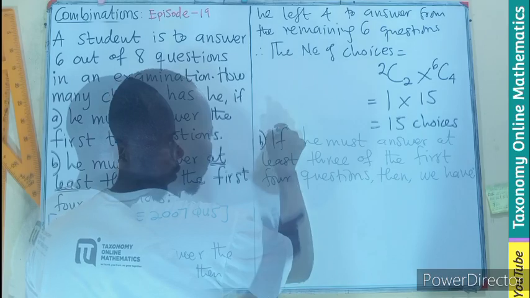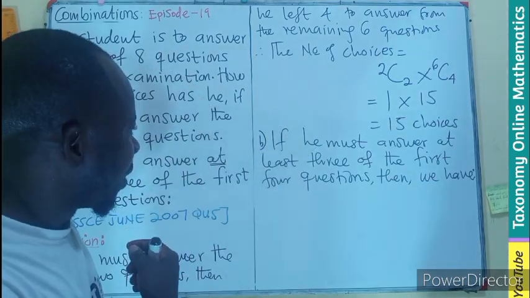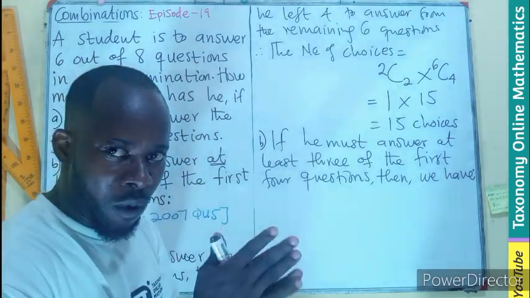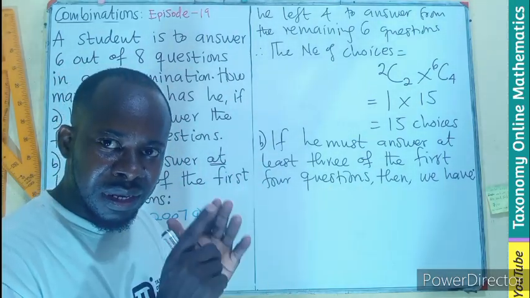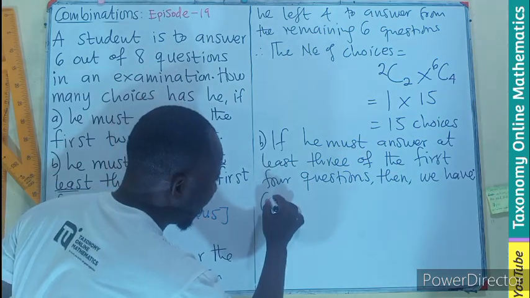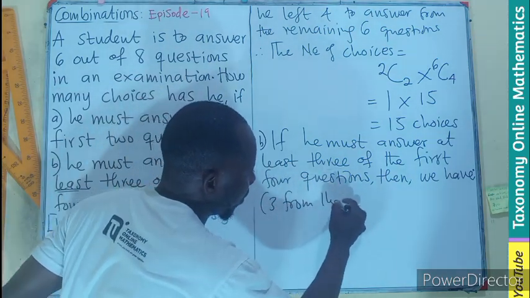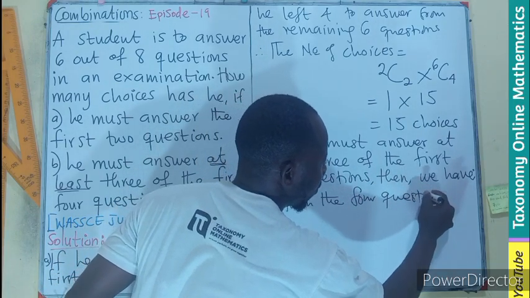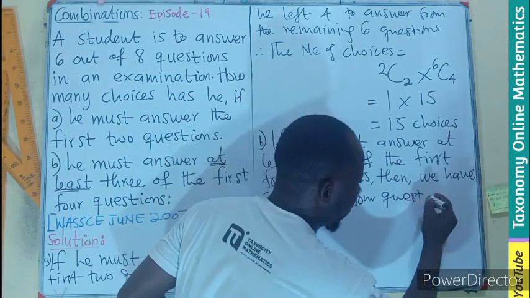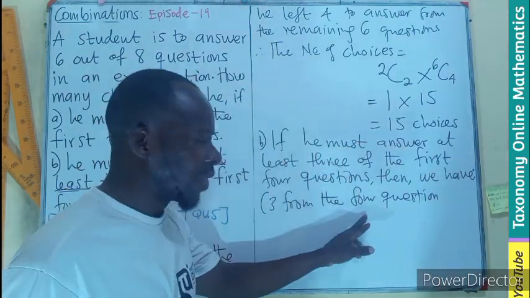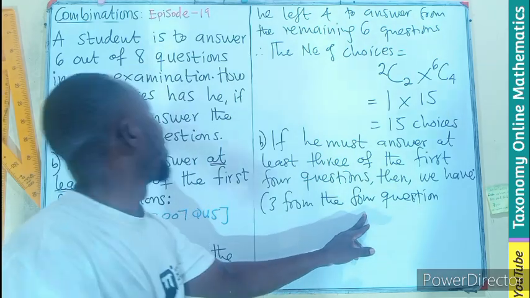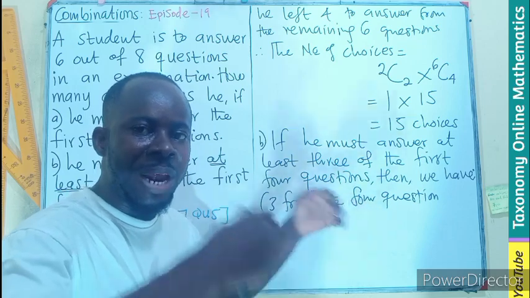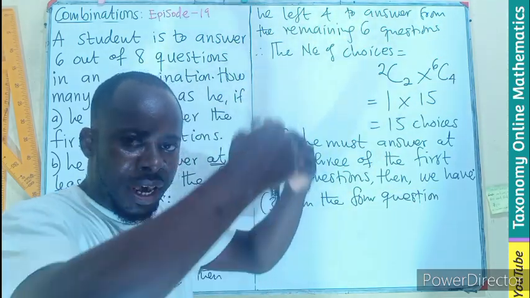So let's read the condition carefully. If he must answer at least 3 of the first 4 questions, that means he has 3 from the 4 questions. If you are going to answer 3 from the first 4 questions, what happens? We are not done with the 6 questions you are answering. It means you are left with what? 3 other questions to pick from the remaining questions. The first 4 is set as compulsory.